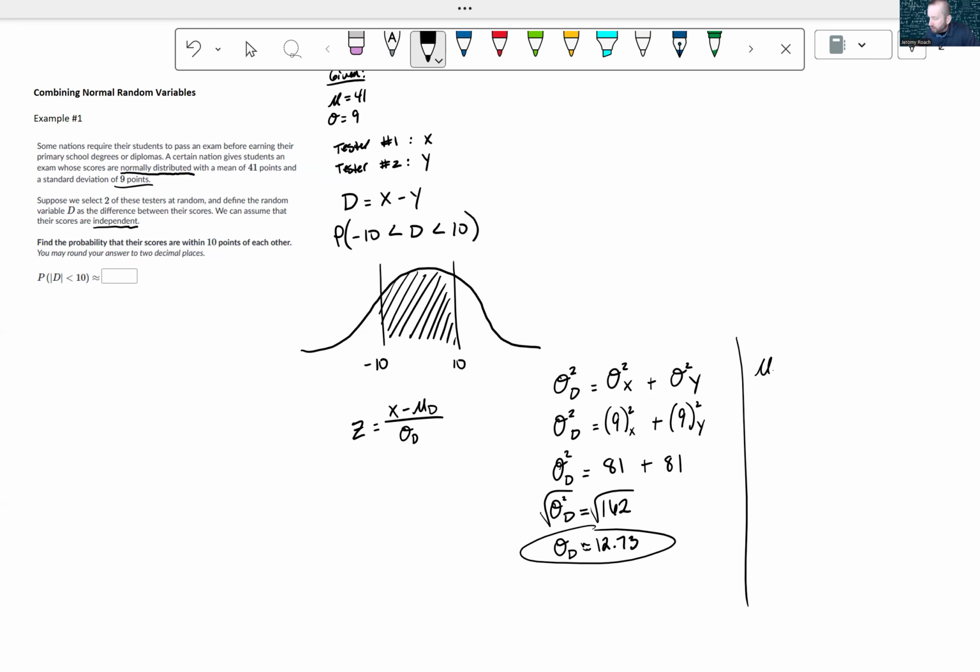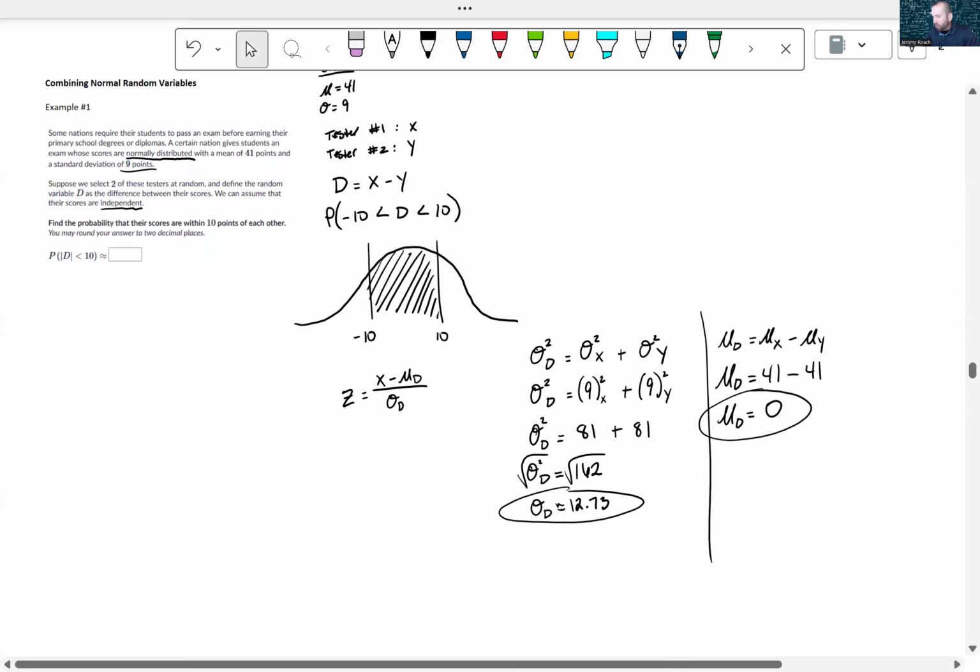And so the mean of d is equal to the mean of x minus the mean of y, because d is the difference, and then we're talking about the means. So the difference of means is just the difference in the means of x and y. And that was in one of our examples from earlier also. So now, 41 was the mean for x, and 41 is the mean for y. And when we subtract those, we get 0. Okay, so now we have those two values.